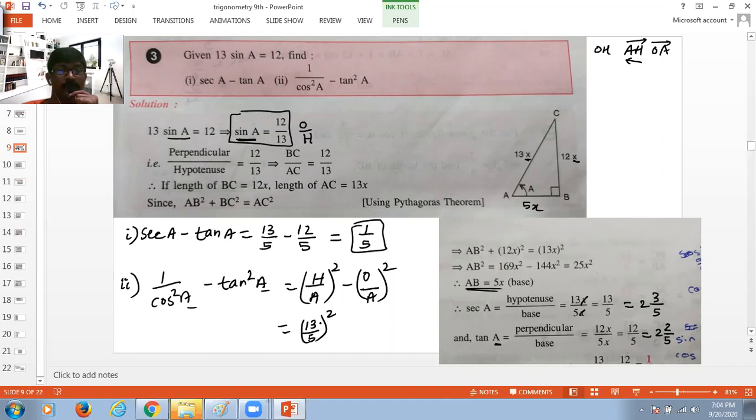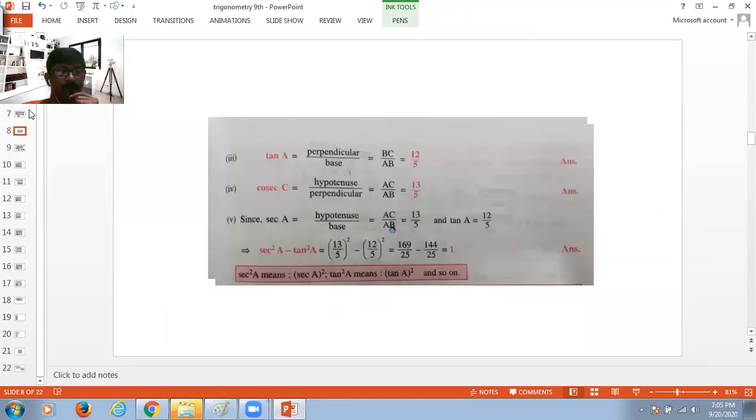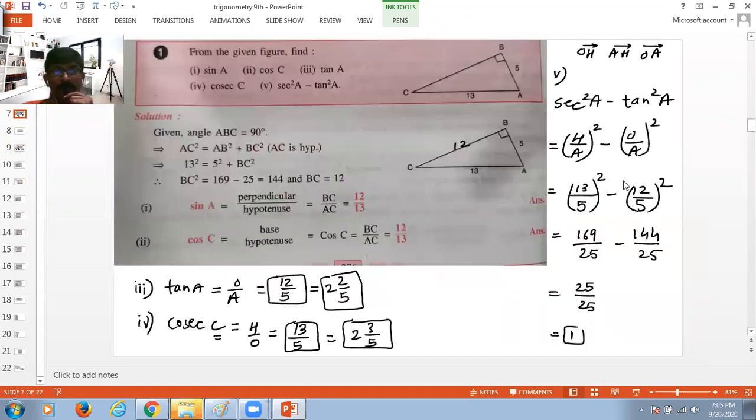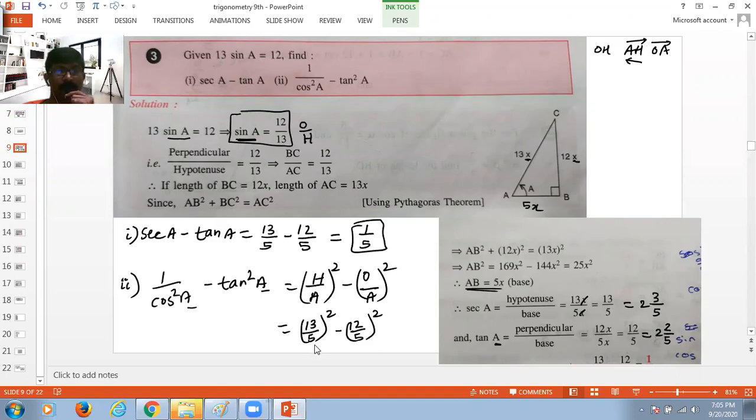I hope you are understanding. You can write x over here and they can be cancelled. Minus opposite upon adjacent, the whole square. Opposite of A is 12, and adjacent is 5. So 12 upon 5, the whole square. We just did this in the last slide, isn't it? So that is 13 upon 5 the whole square minus 12 upon 5 the whole square, which turns out as 1, isn't it? So even this will turn out as 1. So 169 upon 25 minus 144 upon 25 will become 1.